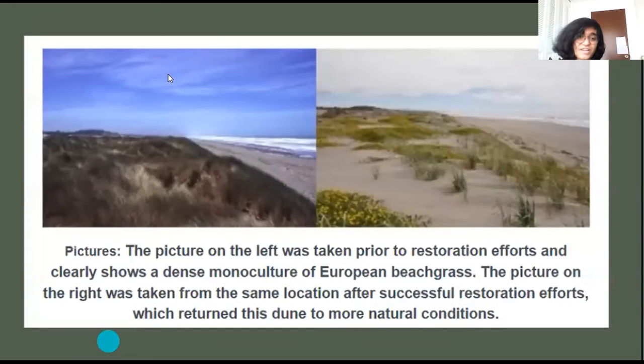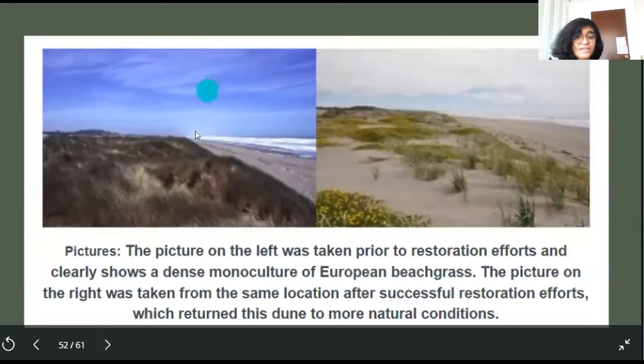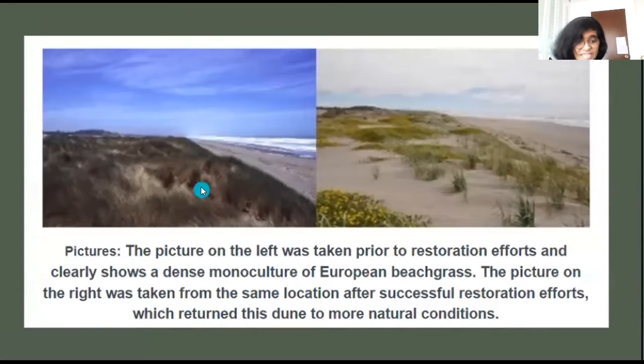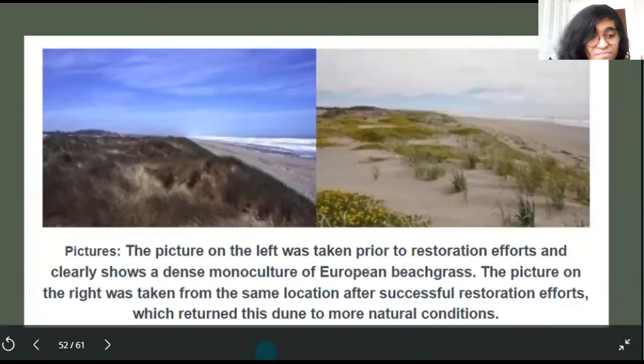The picture on the left was taken prior to the restoration efforts and clearly shows a dense monoculture of the European beach grass. The picture on the right was taken from the same location after successful restoration efforts, which returned this dune to a more natural condition.